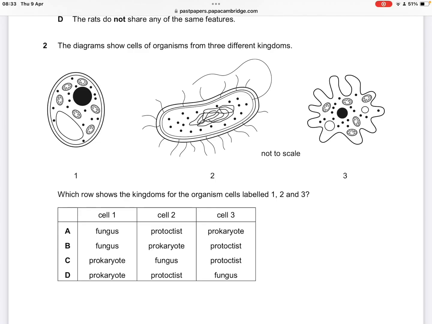And then cell 3 looks like an amoeba to me, which belongs to the Protoctist kingdom. Again, it's a eukaryote in that it's got a true nucleus, and it's got cell structures like mitochondria, which the bacteria is quite unusual in lacking. Being a prokaryote, it's not evolved to have those same structures. It's a much more simplistic organism, and a lot smaller, although as you can see, it's not to scale, so that's not obvious on the actual drawings. Right, so that is question 2. We are going for B for Bravo.